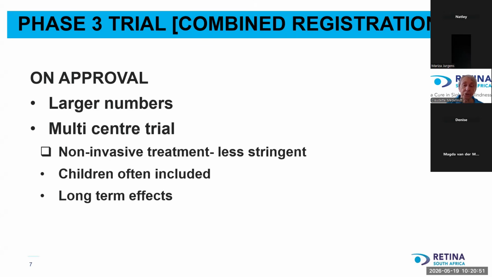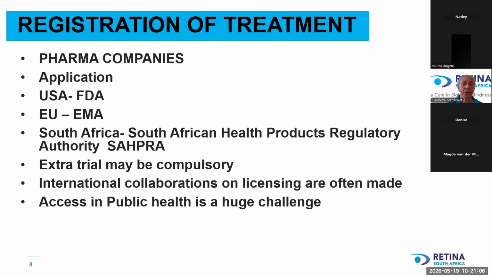And then children are often included if it's less invasive. But again, we want to look at the long-term effects. Now, if all those outcomes are met and everything is safe and efficacious, then we can go to registration. And even at this stage, the authorities might call for an extra trial to check a particular thing that they're worried about. And this is when we get the big pharma companies involved.